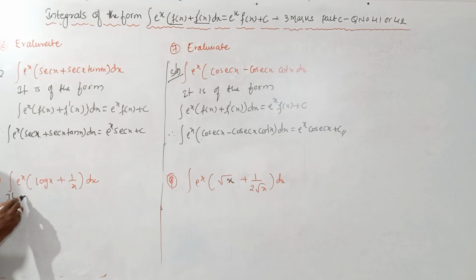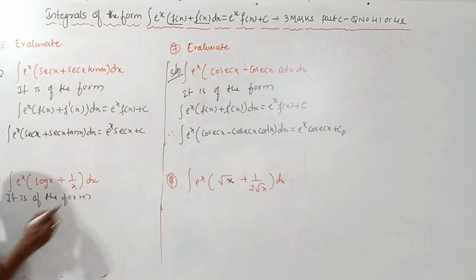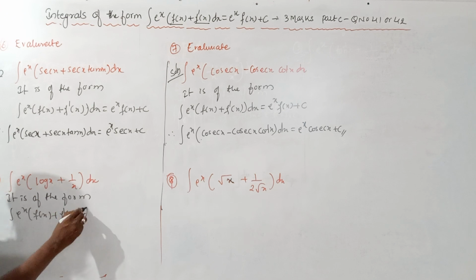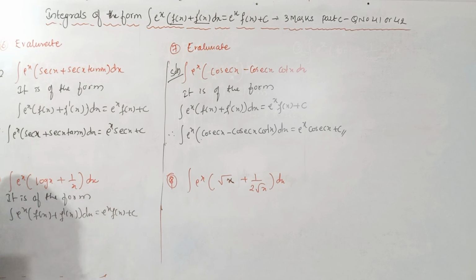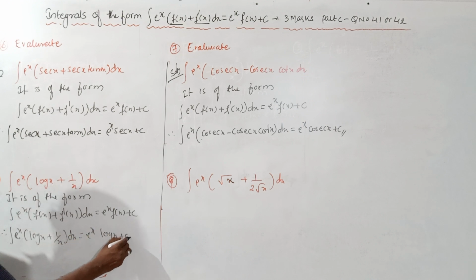It is of the form integration of e raised to x [f of x plus f dash x] dx is equal to e raised to x f of x plus c. Therefore, integration of e raised to x [log x plus 1 by x] dx is equal to e raised to x log x plus c.